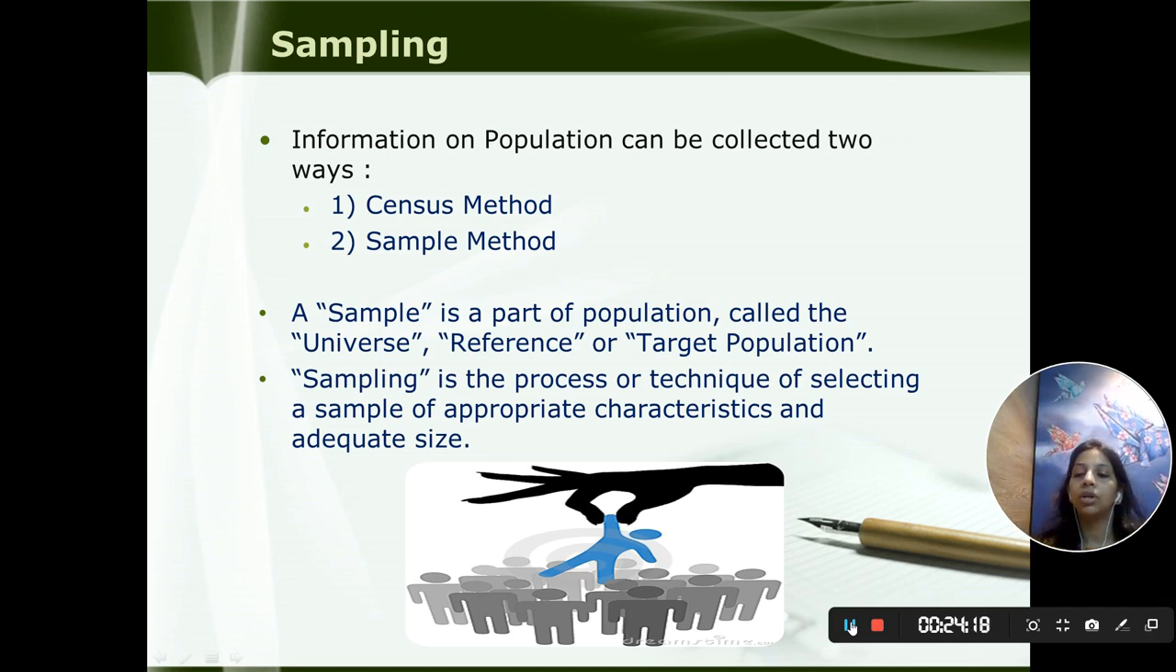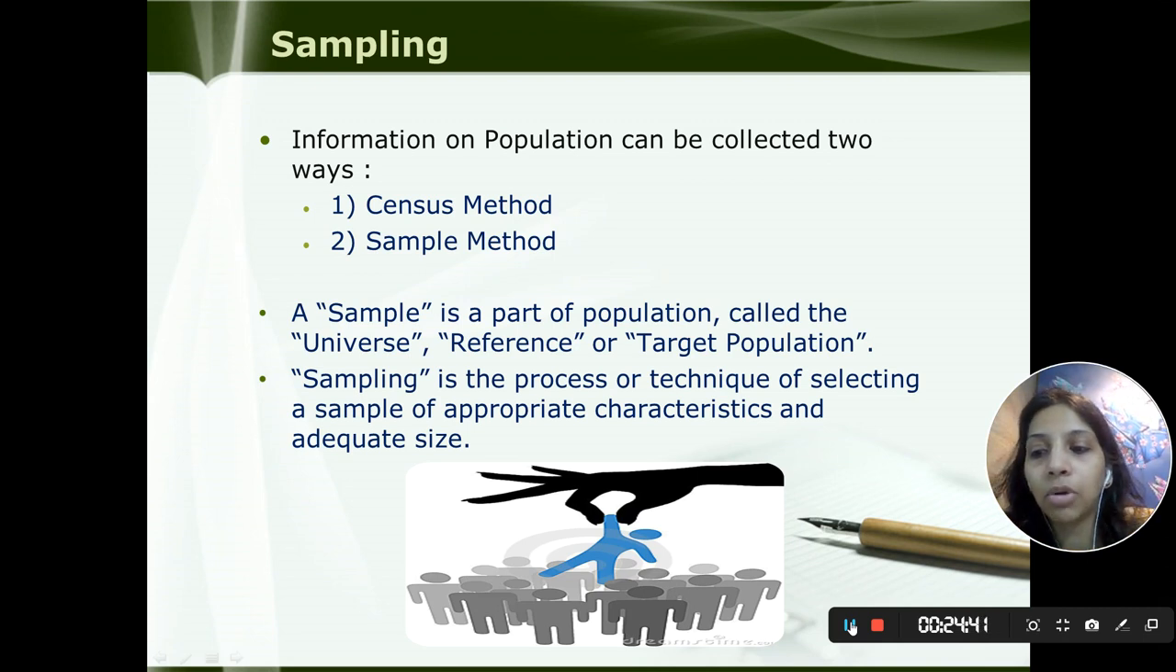So the sample is your study population on which you are going to conduct the study, and which will be extrapolated, which will be generalized to the entire target population after drawing conclusions. So sampling is basically the process of selecting a part from the whole. It is the process or technique of selecting a sample of appropriate characteristics and adequate size.